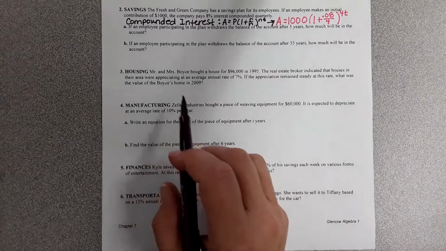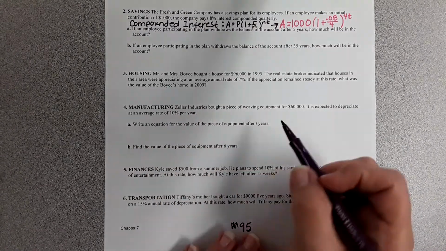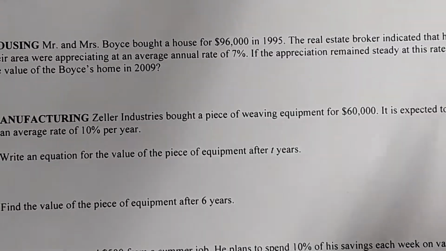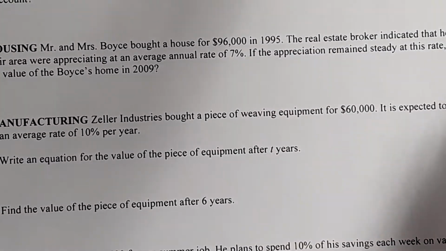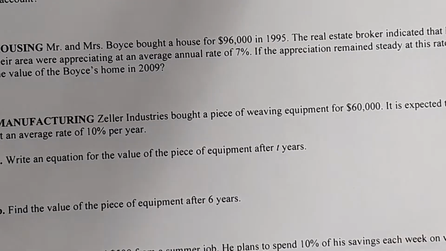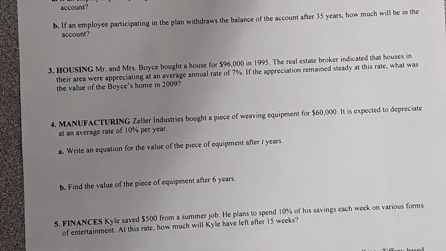Okay, Mr. and Mrs. Boyce bought a house for $96,000 in 1995. The real estate broker indicated that the houses in this area were appreciating at an average rate of 7%. If the appreciation remained steady at this rate, what is the value of the Boyce's home in 2009? Okay, so that's a question that's going to take you multiple steps, but all I want to do right now is write the equation that we would use.